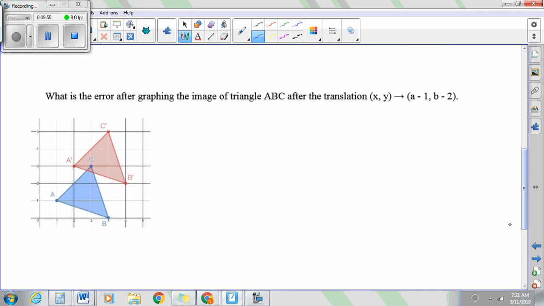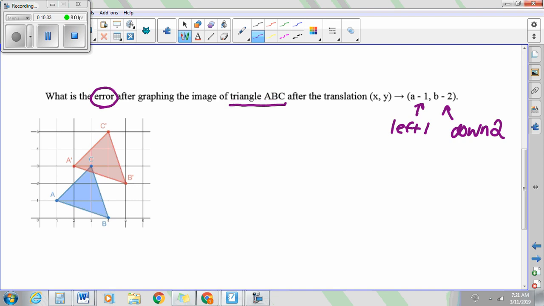All right, the last one is one that the error test loves. It says, what is the error? And finding mistakes is a question that the error test loves. So it tells us what it tried to do. We took the triangle ABC, so the original, we moved it to the left 1, and we moved it down 2. So see if you can spot the mistake here in this picture. Did we go from the original, left 1, and down 2?